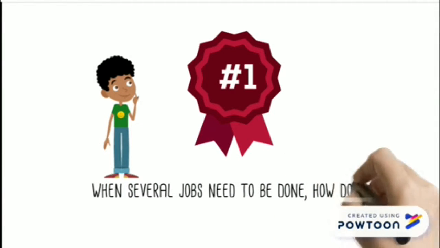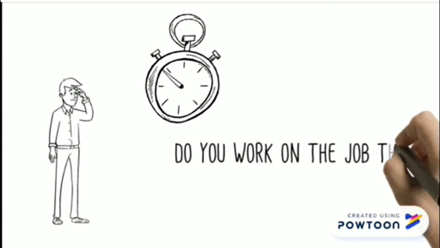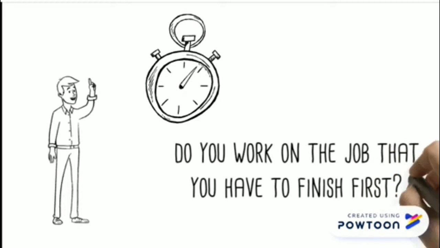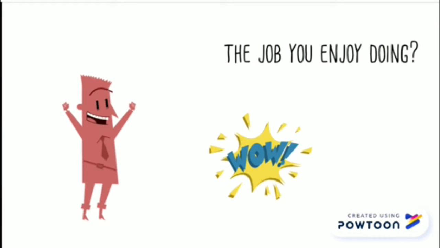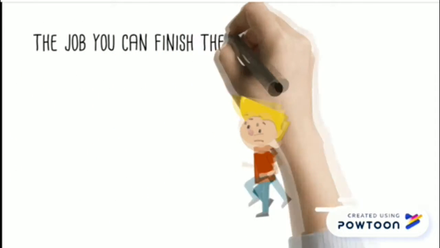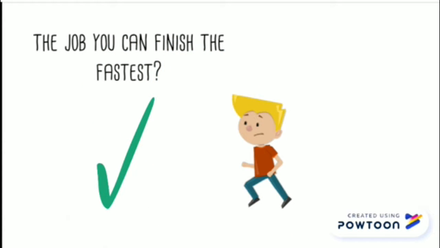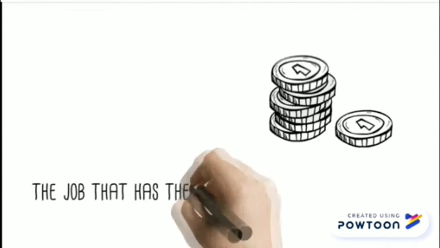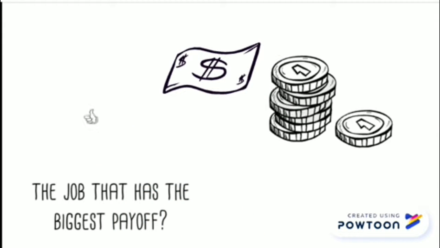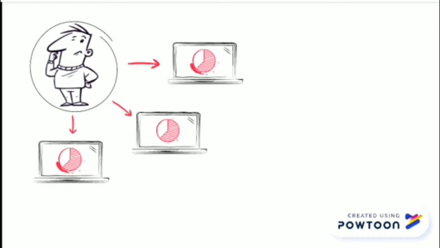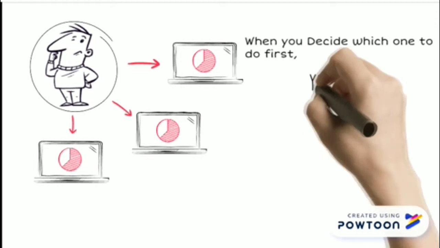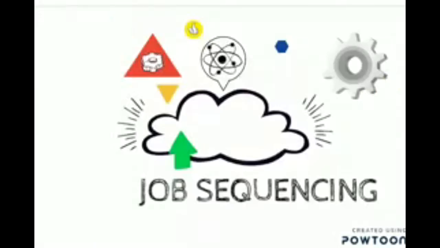When several jobs need to be done, how do you decide which one to do first? Do you work on the job that you have to finish first? The job you enjoy doing? The job you can finish the fastest? Or the job that has the biggest payoff? When you decide which job to do first, you are sequencing them.